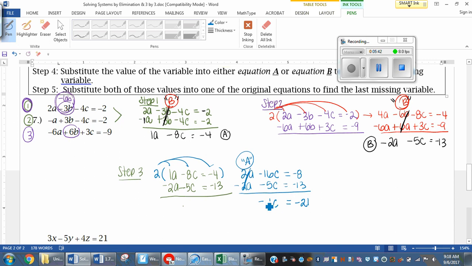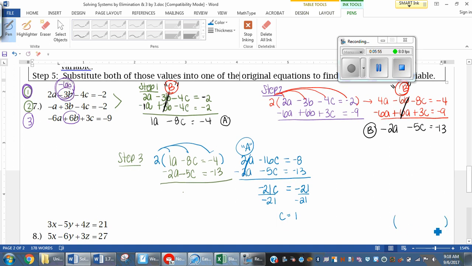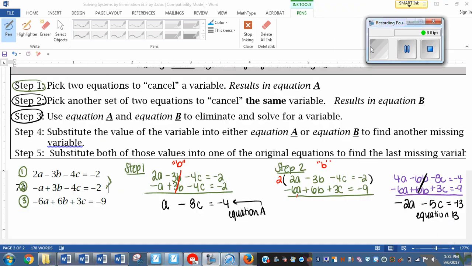And now we're able to get c alone by dividing by negative 21. And this is our very first variable. Now remember, when we go to write our answer, we're going to put it in alphabetical order. So we've got A, B, and C. So when I write this, I want my 1 to be the last number. Okay, we still need to get B and C. So what we're going to do now is step 4.